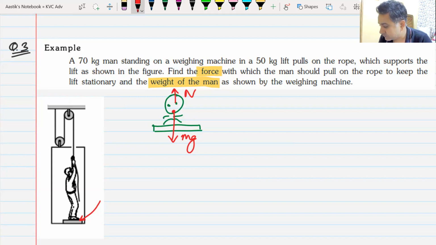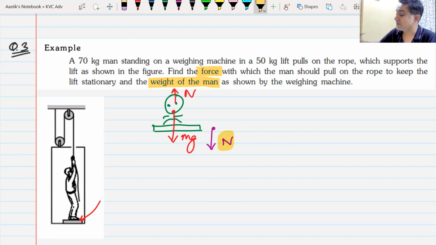MG, sir. Which value does the weighing machine tell us? It tells us the force with which the man is pushing down the weighing machine. So it tells us the value of N. It does not tell you the value of mg. But since there is no other force, this N becomes equal to mg and therefore it tells you its weight.